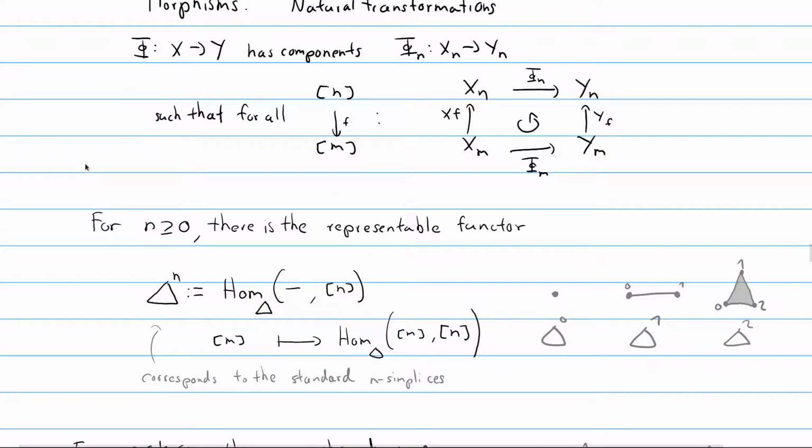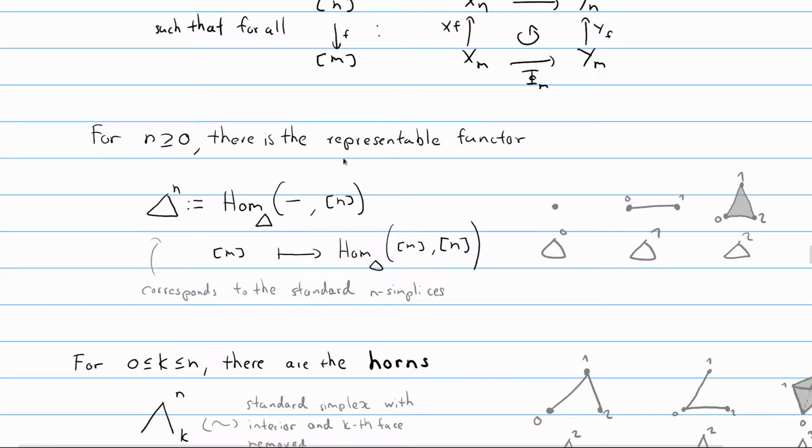Before we move on, I will first give you some more examples of simplicial sets. So for every n greater than or equal to 0, there exists the Hom functor. We'll call this delta n, which maps objects in our simplex category into the set of morphisms in the simplex category. So these correspond in some natural way to these standard simplices you might know from somewhere else.